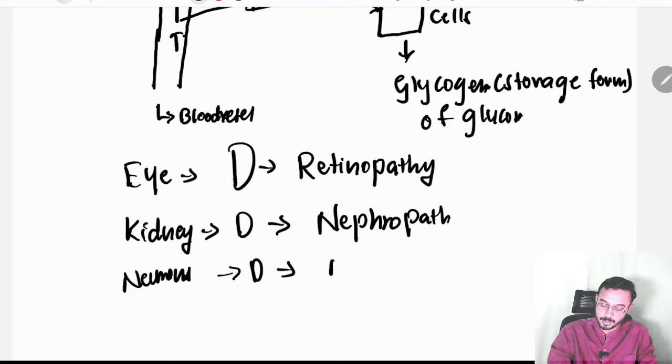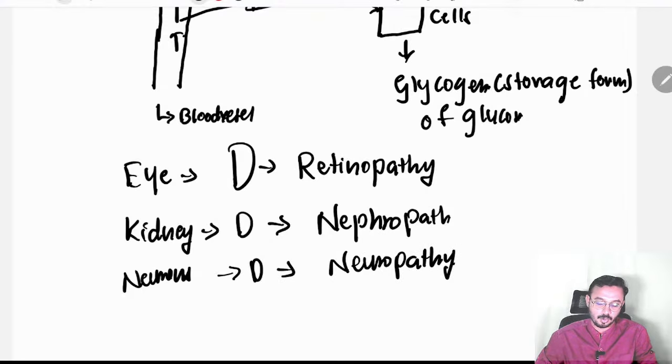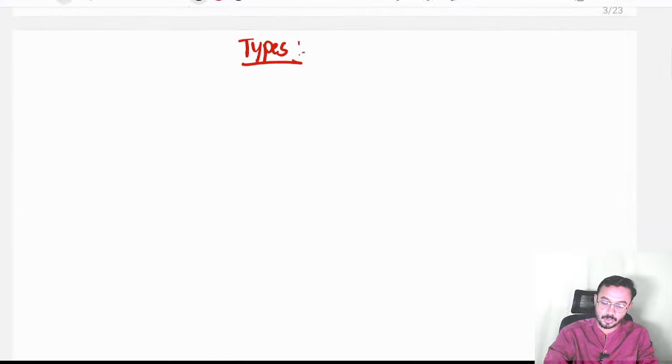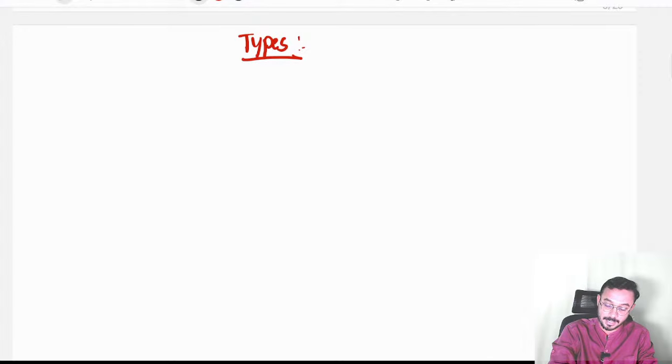And if nerves get affected, that is neuropathy. We will be discussing in the complications also what actually happens in diabetic retinopathy, nephropathy and neuropathy and all. Now let's discuss types. In types, the first type is type 1 diabetes mellitus.